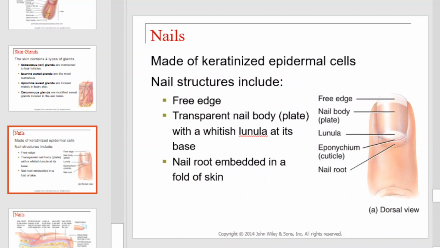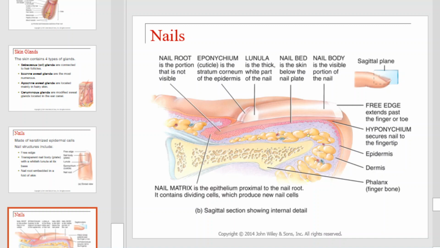Nails. Nails are an accessory structure made of keratinized epidermal cells. Nail structures include the free edge, the transparent nail body, also known as the plate, with a whitish lunula at its base, and a nail root embedded in a fold of skin. This diagram gives you an accurate depiction of each of the aforementioned items. Take a moment to familiarize yourself with each labeled item in this picture.